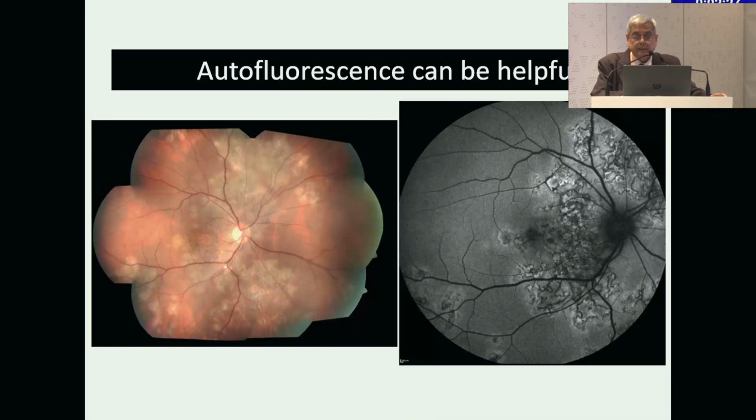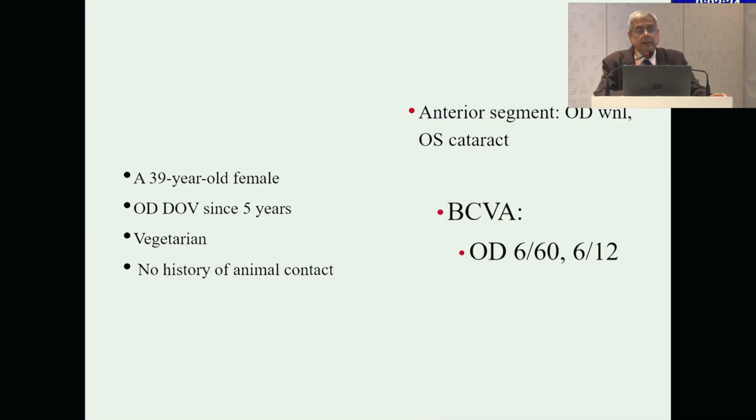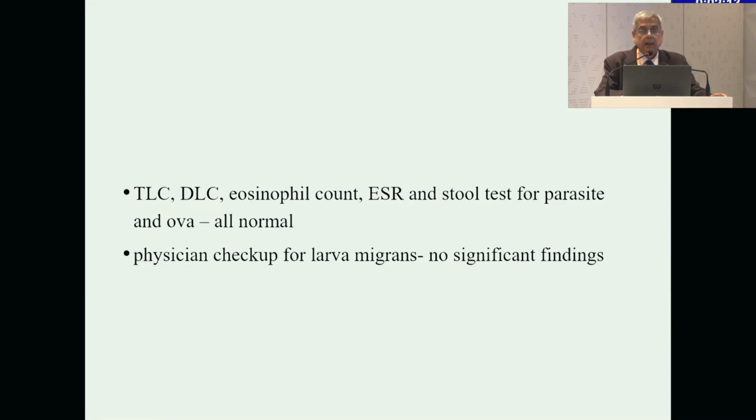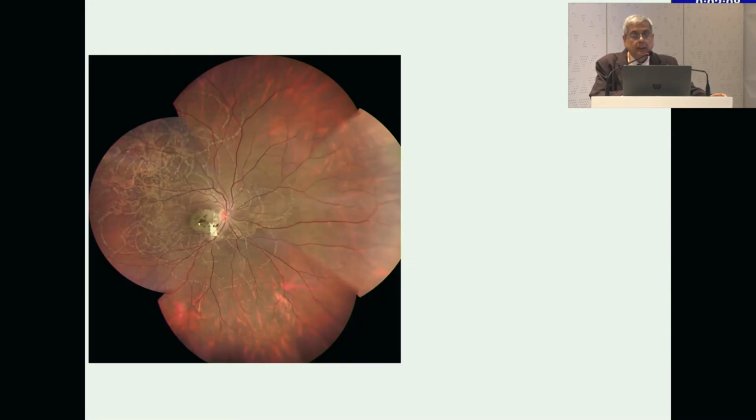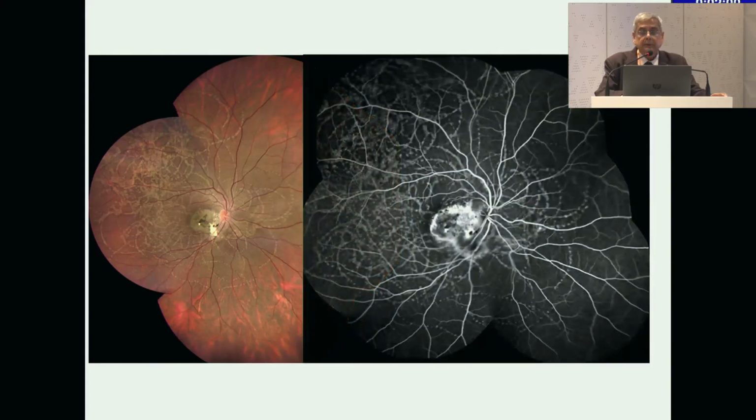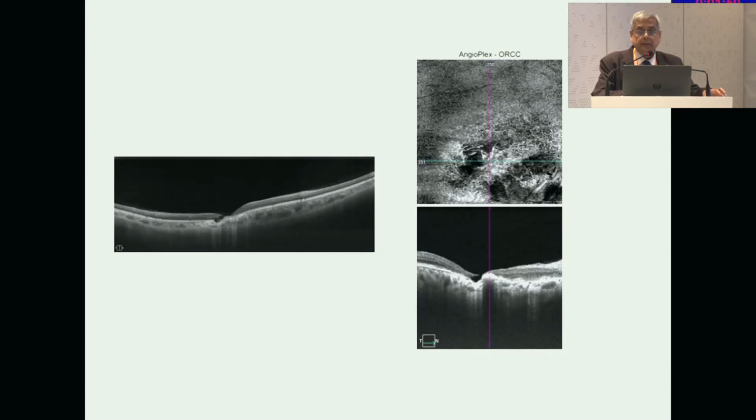This is a 39-year-old female who complained of dimness of vision for 5 years, vegetarian, no history of animal contact. Best-corrected visual acuity was 6/60, 6/12, blood count normal, peripheral smear eosinophil count was normal, and this patient has a scar in the foveal region. We did a fundus fluorescein angiogram. You can see the hyperfluorescent lesion, and this is a beading appearance, which is the track of the worm. And this is what we call diffuse unilateral subacute neuroretinitis.